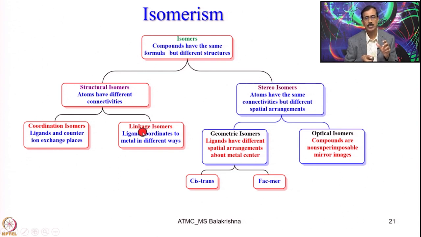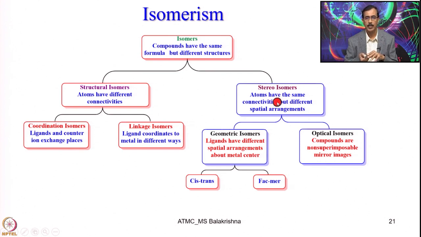In that case, what happens? Either of the donor atoms can bind, resulting in linkage isomerism. For example, if you take the NO2 group, either N can coordinate to the metal center or O can establish a link to the metal. So, nitrito or nitro we call them. Okay. Similarly, we come across stereoisomers. Here atoms have the same connectivity but different spatial arrangement. Okay. Stereoisomers, atoms have the same connectivities but different spatial arrangements.